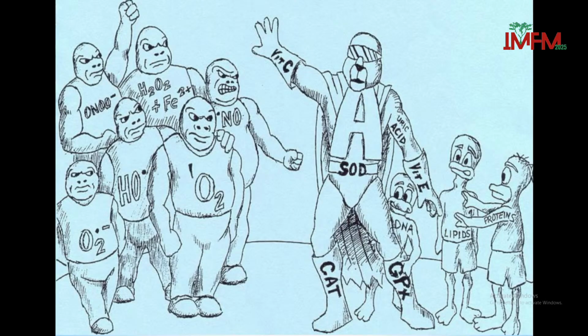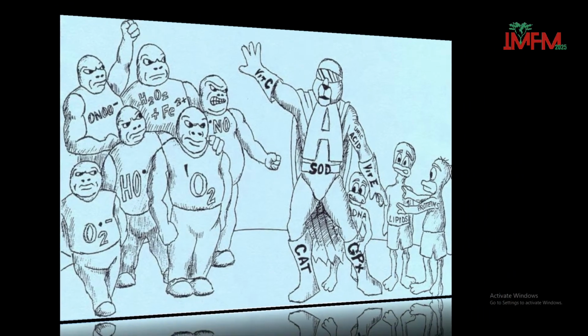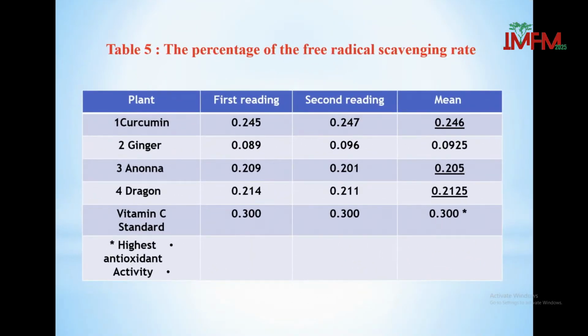Now, there is a challenge between free radicals and antioxidant activity. And in this table, table 5, you can find the percentage of free radical scavenging using vitamin C as a standard.